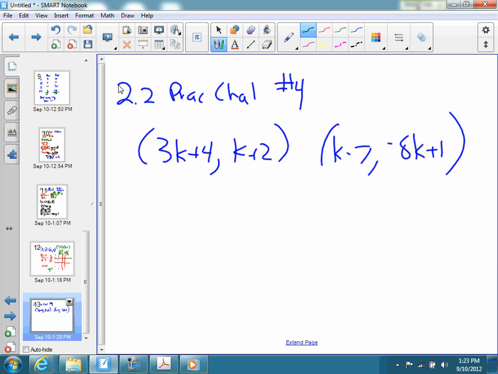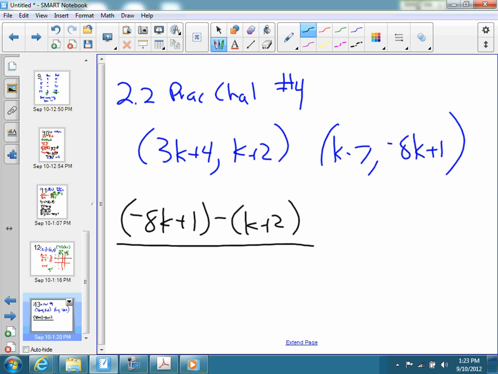I'm going to do y2 minus y1. So I'm going to go negative 8k plus 1. I'm going to use my parentheses. I like parentheses. Minus y1, which is k plus 2, divided by k minus 7 minus 3k plus 4. y2, y1, x2, x1. So once I simplify this, I'm going to have my slope. Is everybody okay with that?